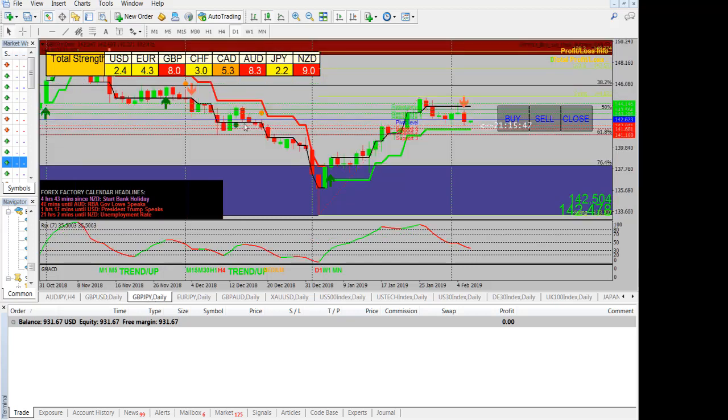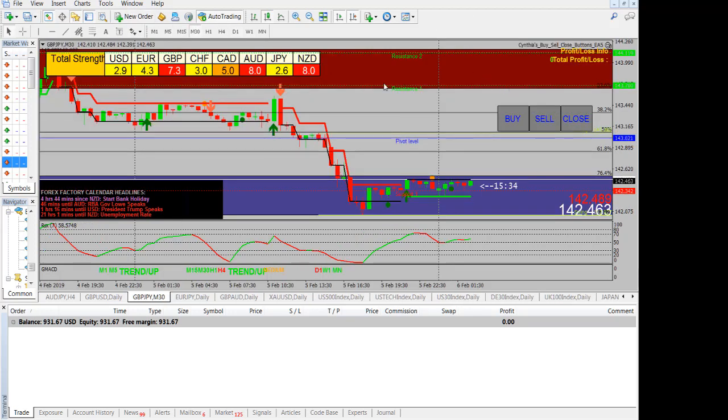If we look at the pound yen, the pound again is very strong and the yen is very weak, so the pound yen on the daily candle is starting to go up. If I were to switch this to, say, a 30-minute chart, you'll be able to see that the pound yen has been in oversold territory.